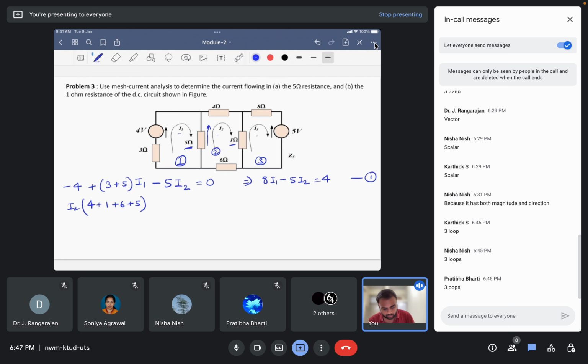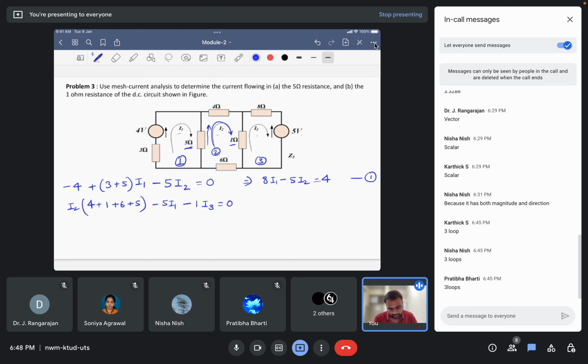Now we have to write also the other components here. The direction of current here is in this fashion. So for the 5 ohm resistance, the direction of I1 is opposite. That is why we will be writing minus 5 I1. Again for the resistor of 1 ohm, the direction of current I3 is opposite to I2. So again we'll be writing minus 1 I3 is equal to 0.